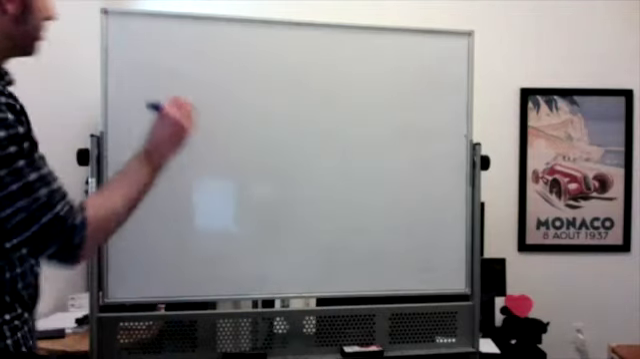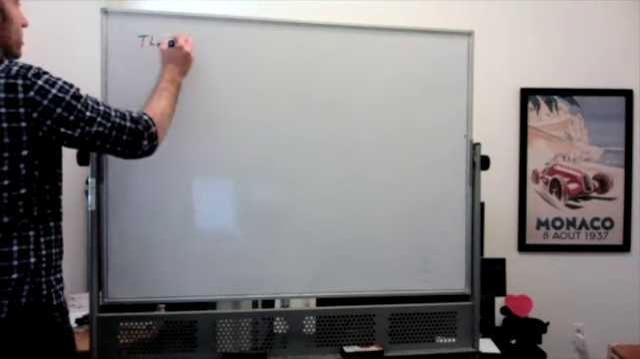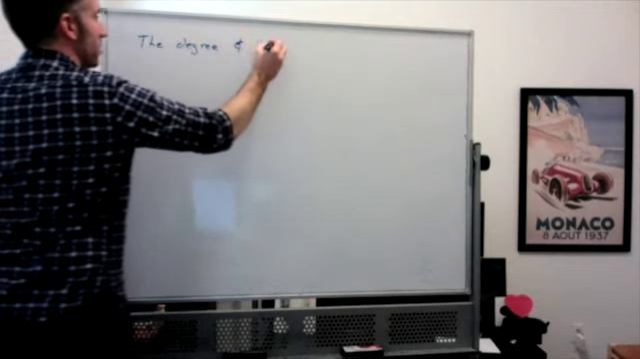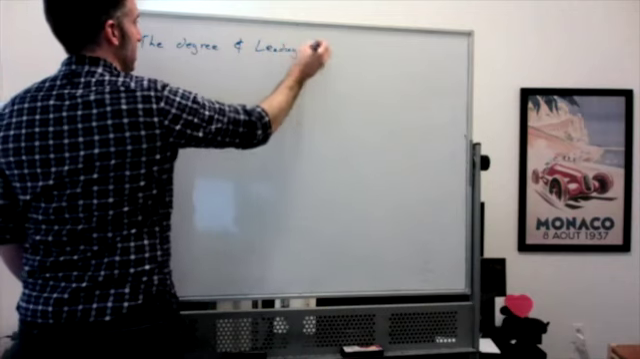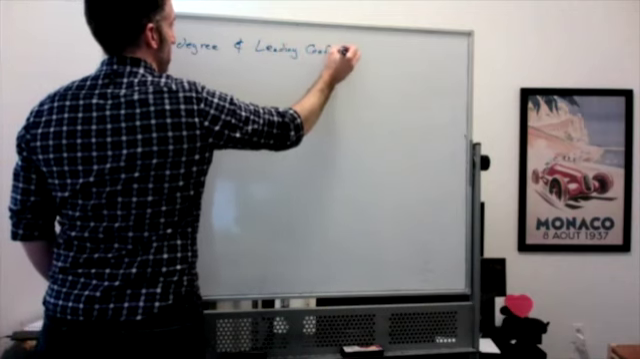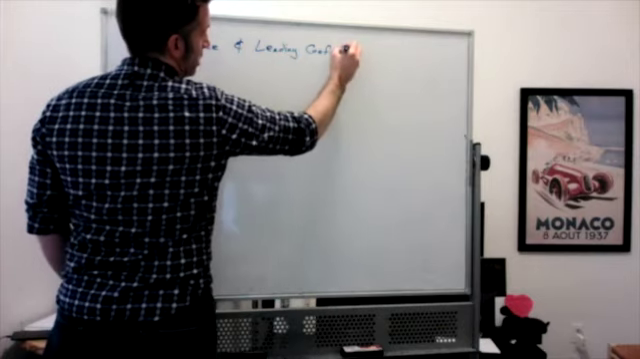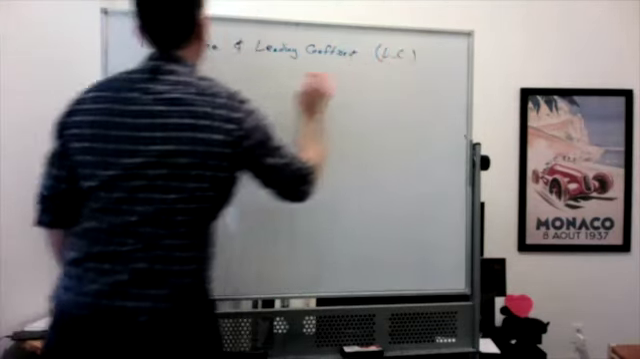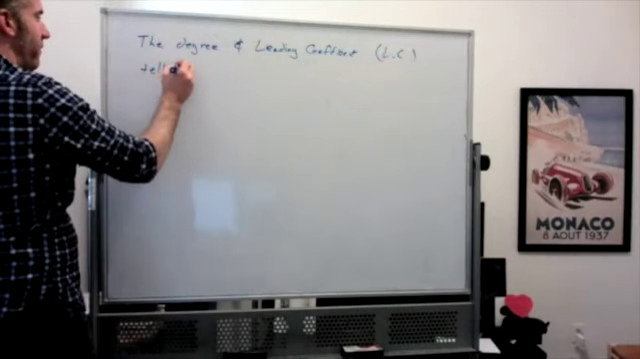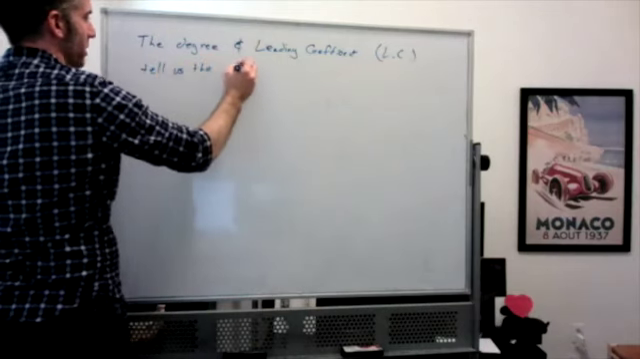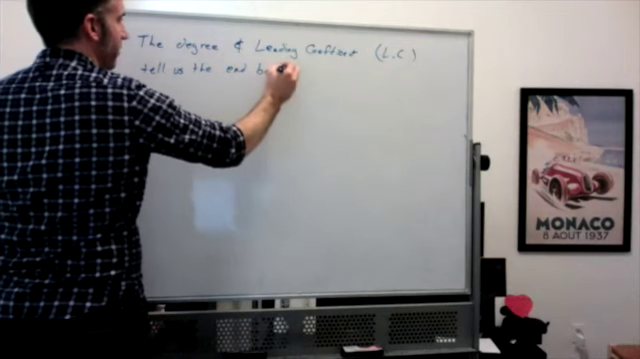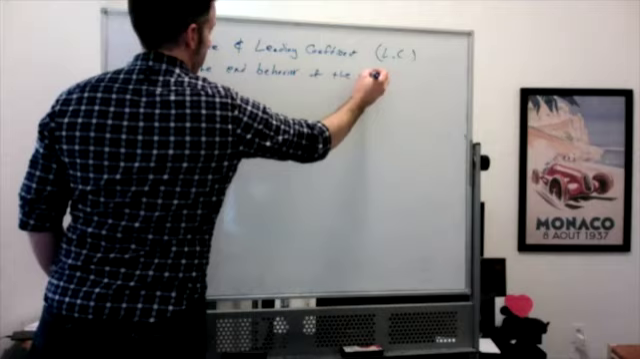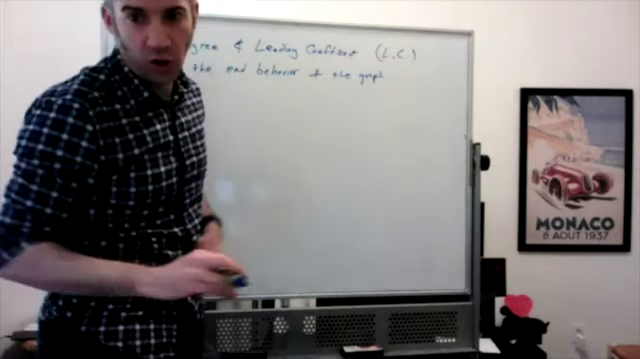So the degree combined with the leading coefficient, which I often abbreviate as LC, tells us about the end behavior of the graph. Meaning what's happening as we go way out to the left or way out to the right. There's a helpful chart that I usually like to draw.